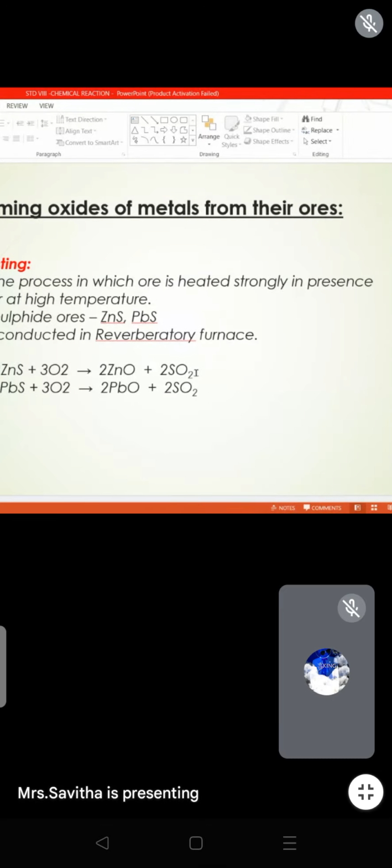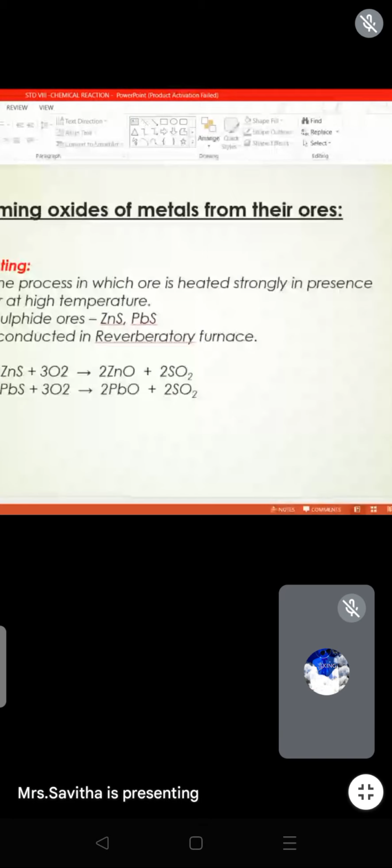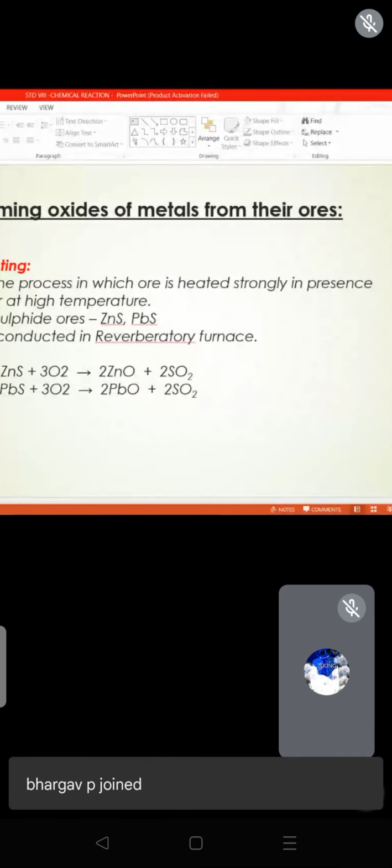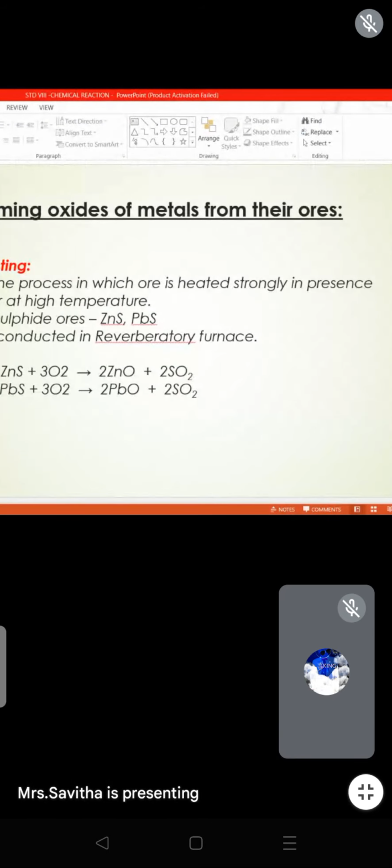In calcination, the gas evolved is carbon dioxide, and in roasting, the gas evolved is sulfur dioxide. Some of you are very fond of carbon dioxide and not ready to leave it. Correct? Carbonates will release which gas? Carbon dioxide. Sulfides will give which oxide? Sulfur dioxide. Very simple.